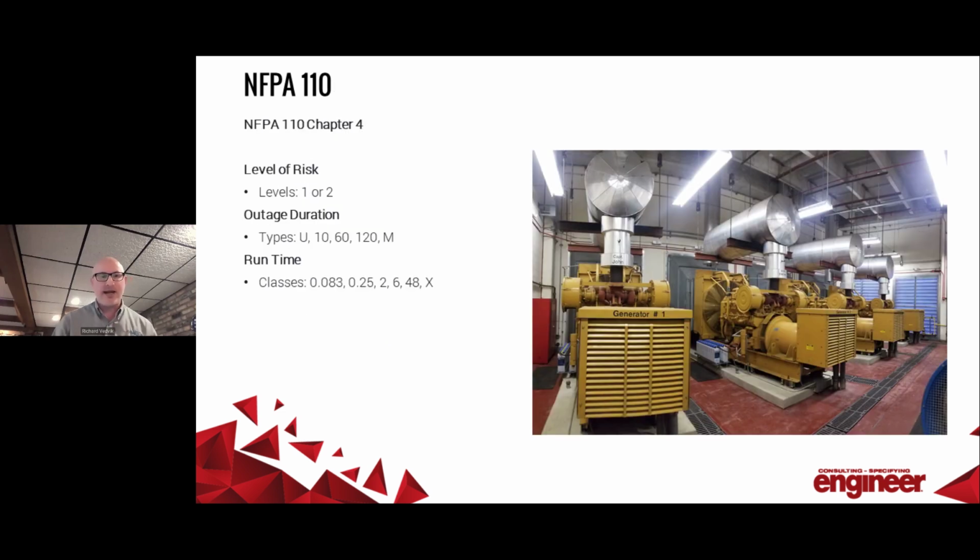Now, in Chapter 4, we have 3 classifications. That's level of risk, outage duration, which is type, and runtime, which is class. So we might have a NFPA 99 requirement for a level 1 type 10 class X EPS. And that means we're an EPSS. And that means level 1 for high risk, like Tom's going to talk about shortly. Type 10 for a 10-second outage is acceptable. And class X, saying that another section of code and another AHJ has to actually tell you how long that needs to be.